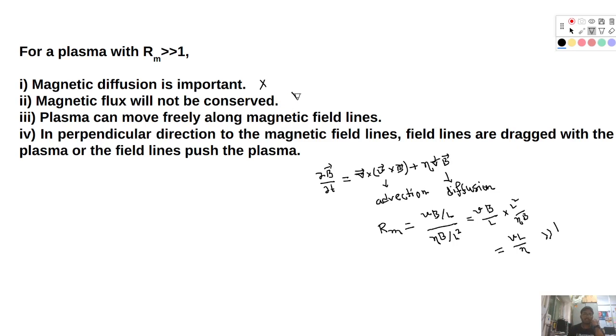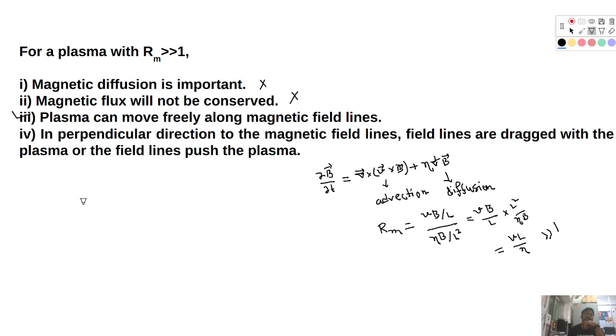So the second one is also not a correct answer. Plasma can move freely along magnetic field lines. Obviously, if the magnetic field and plasma are coupled with each other, then in whichever direction the magnetic field lines are directed, plasma can move freely in that particular direction. So that is one thing.